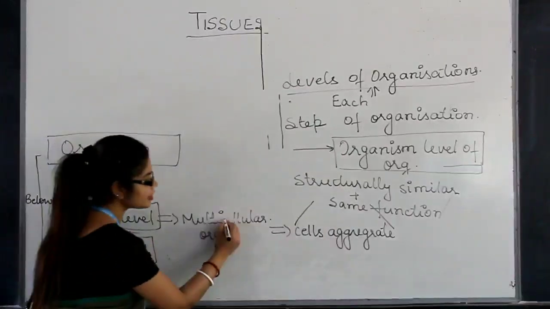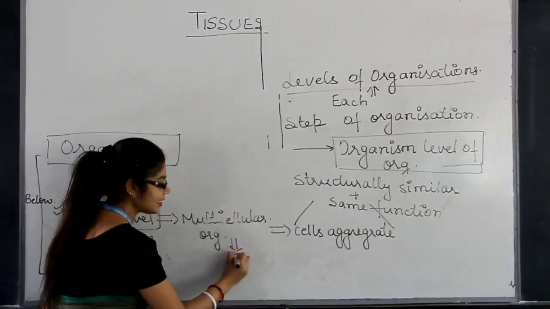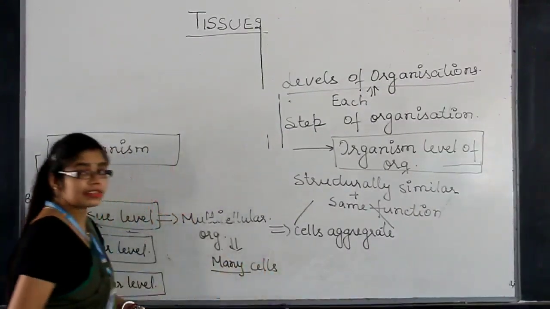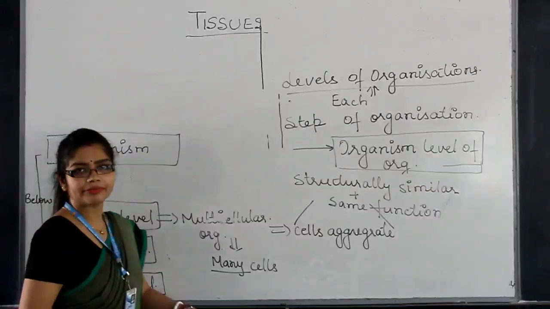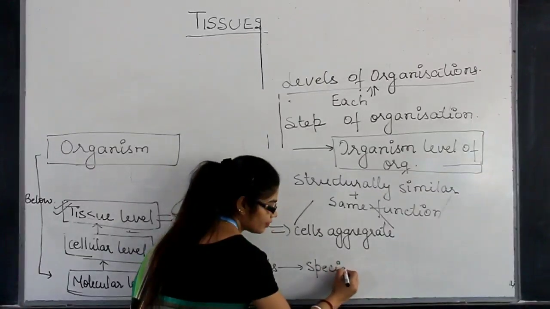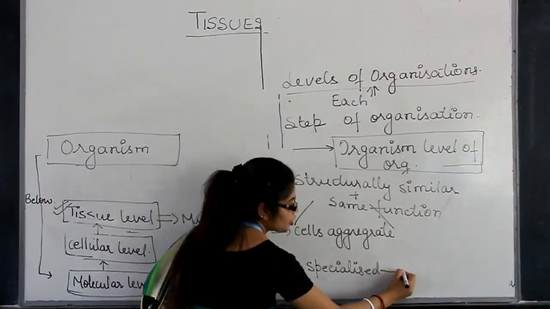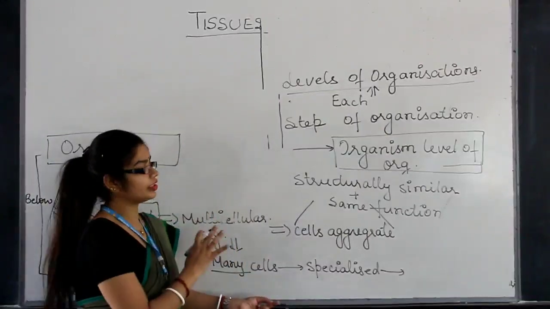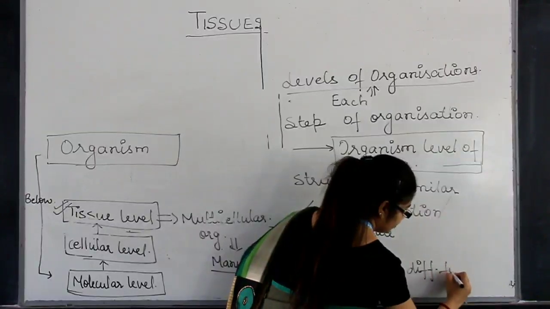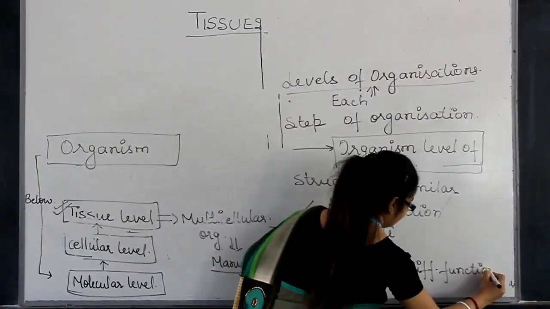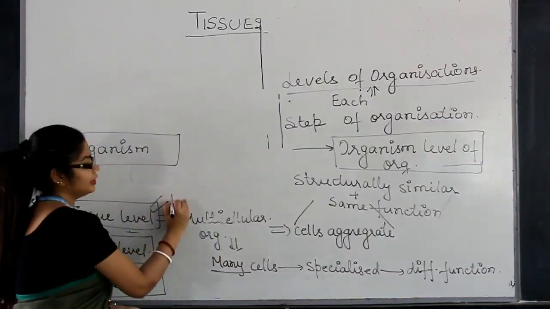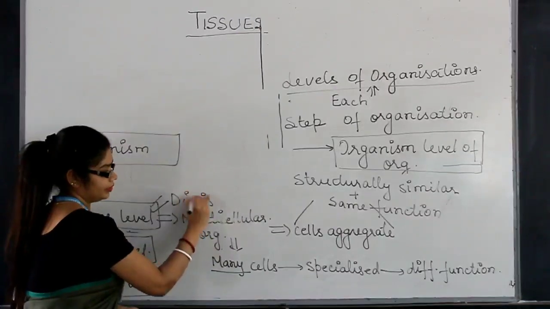Here I have already mentioned multicellular, which means many cells. So in many cells, division of labor can be done. This means these cells get specialized to perform different functions for the organism. So this tissue level marks the beginning of division of labor.